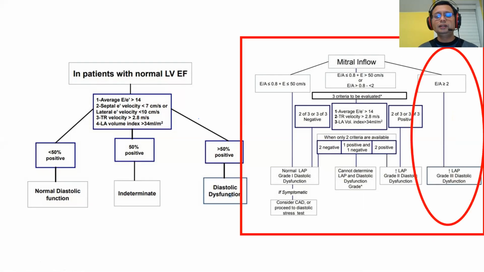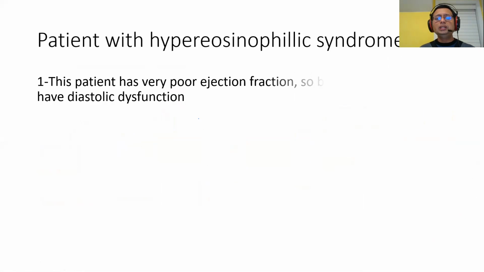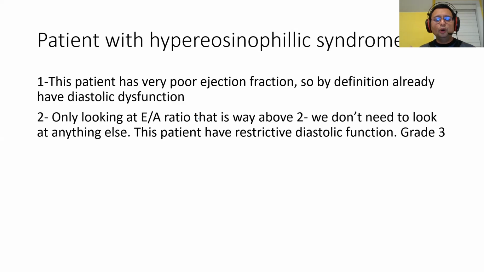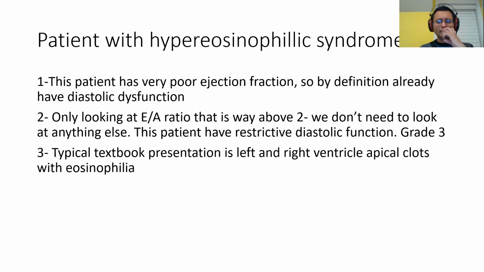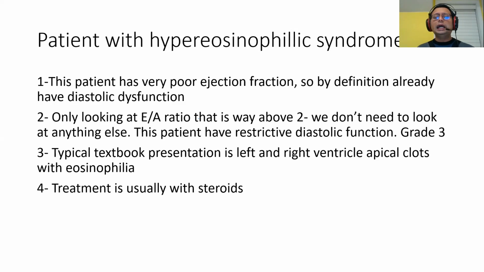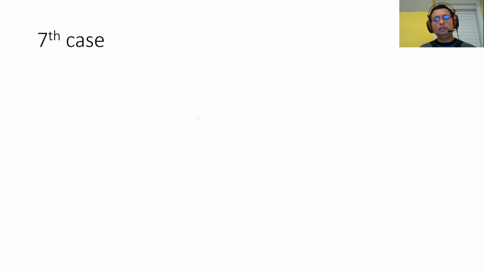Okay, patient with hypereosinophilic syndrome, this patient has very poor ejection fraction, so by definition, already has diastolic dysfunction. Only looking at E over A ratio that is way above 2, we don't need to look at anything else. This patient has restrictive diastolic function, which is grade 3. All right. Typical textbook presentation is left and right ventricle apical clot, eosinophilia, and treatment is usually with steroids.